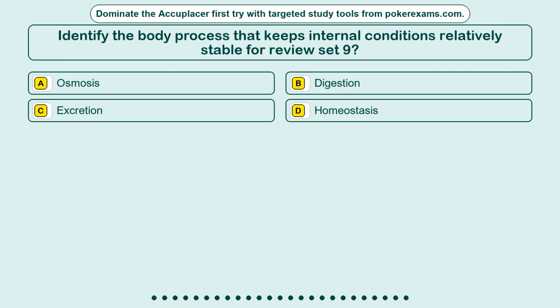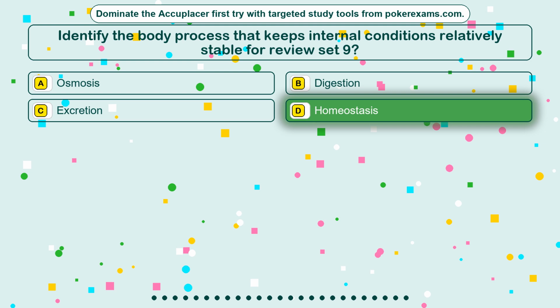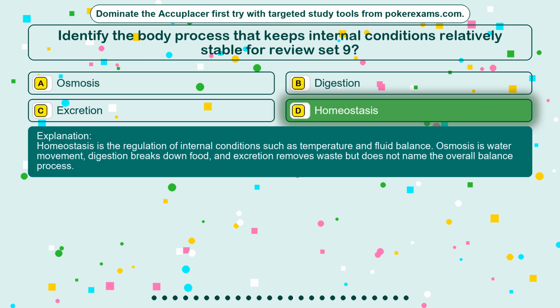Question 24. Identify the body process that keeps internal conditions relatively stable for review set 9. Option A, osmosis. Option B, digestion. Option C, excretion. Option D, homeostasis. The correct answer is option D, homeostasis. Homeostasis is the regulation of internal conditions such as temperature and fluid balance. Osmosis is water movement, digestion breaks down food, and excretion removes waste but does not name the overall balance process.